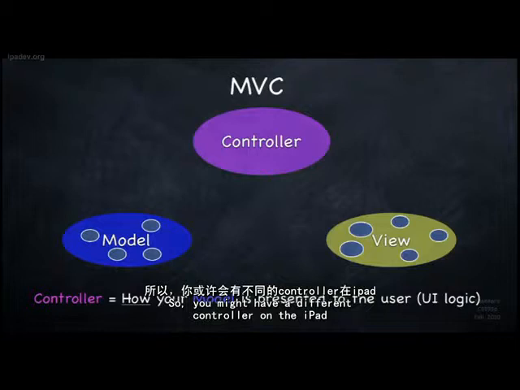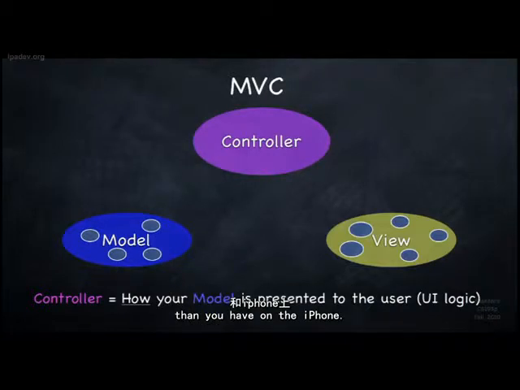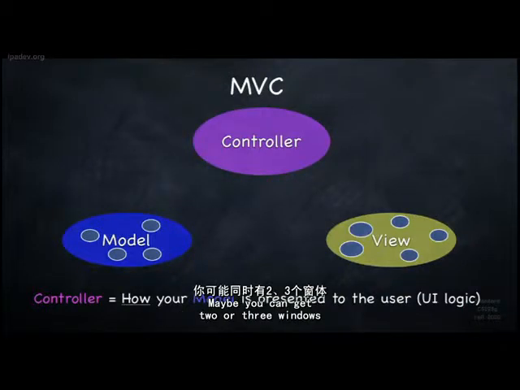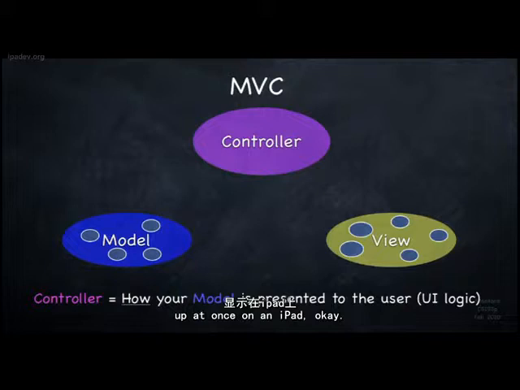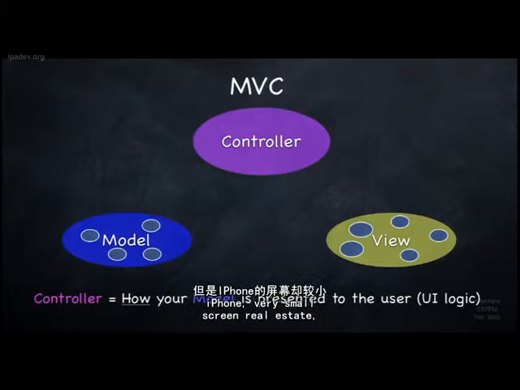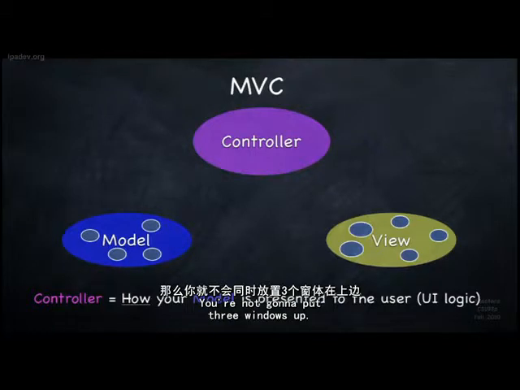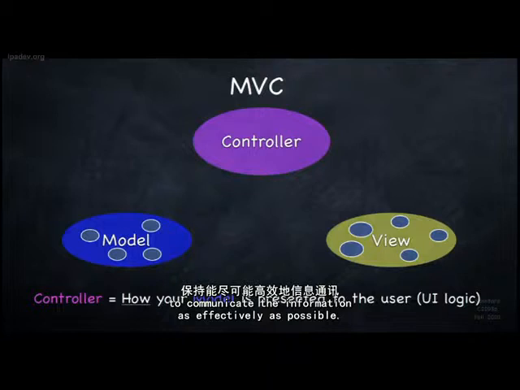So you might have a different controller on the iPad than you have on the iPhone. Why is that? Well, the iPad has more screen real estate. Maybe you can get 2 or 3 windows up at once on an iPad. iPhone, very small screen real estate. You want to use it very effectively. You're not going to put 3 windows up. You're going to have 1 window and try to communicate the information as effectively as possible.